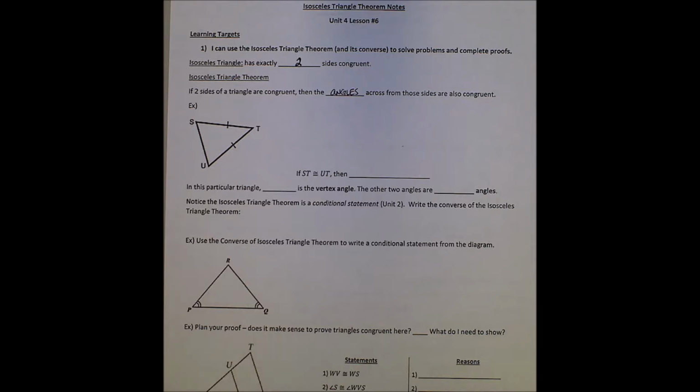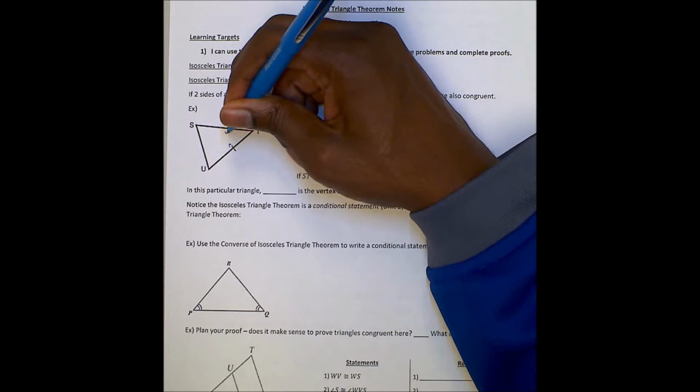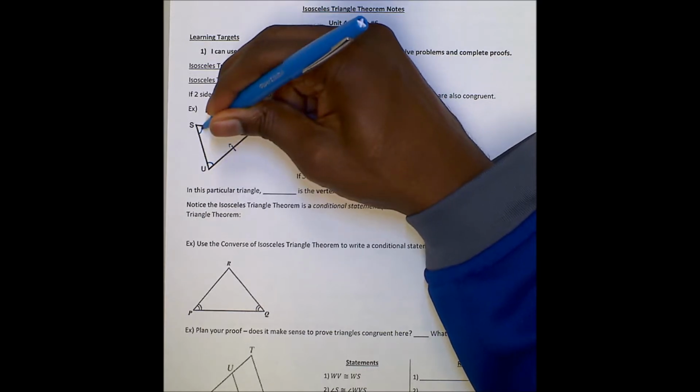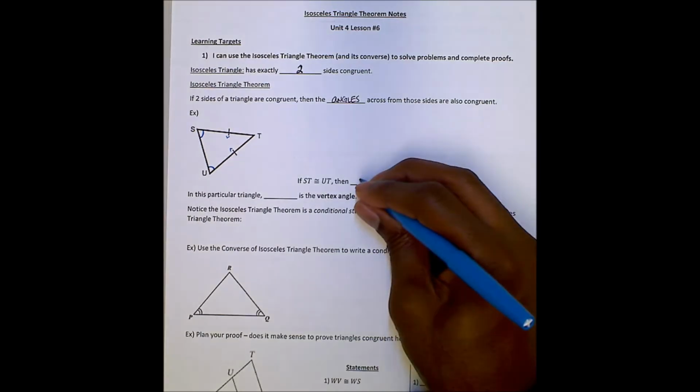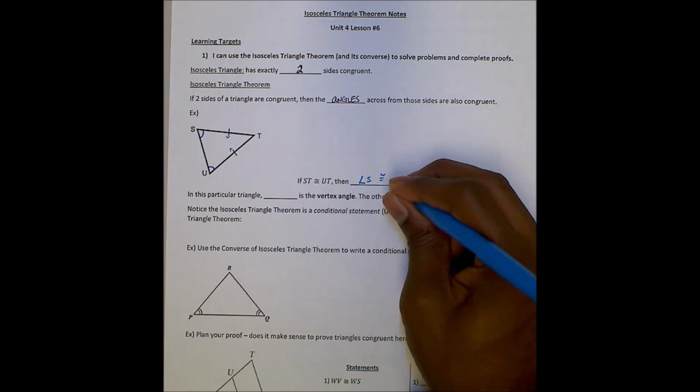In this diagram we see that ST is congruent to UT. It's an isosceles triangle, and so the angles across from it, and I always just imagine arrows pointing to those angles, should be congruent. So angle S is congruent to angle U.